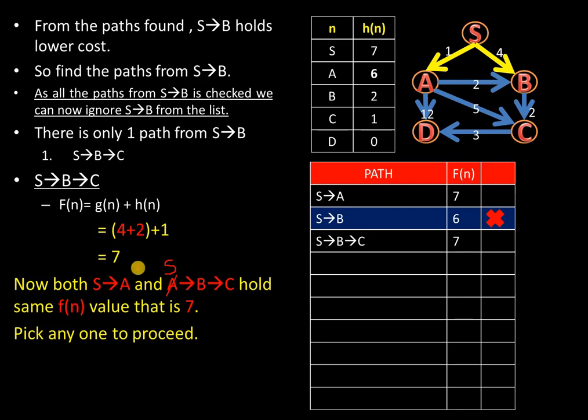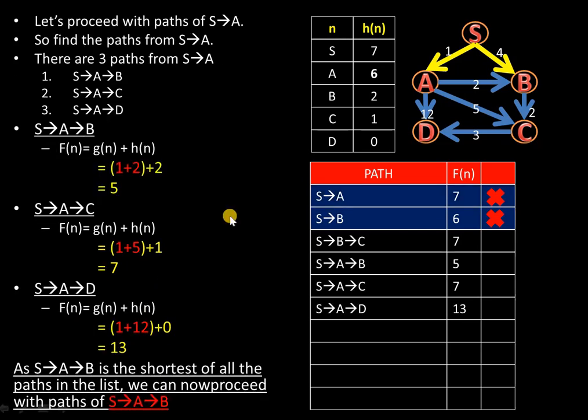So we have two paths here in the list, that is S to A and another one is S to B to C, and both function values, S to A and S to B to C, are having the f of n value 7. So I cannot pick any one because no smaller values are there, both are equal, so I can pick randomly. So I am selecting S to A here.